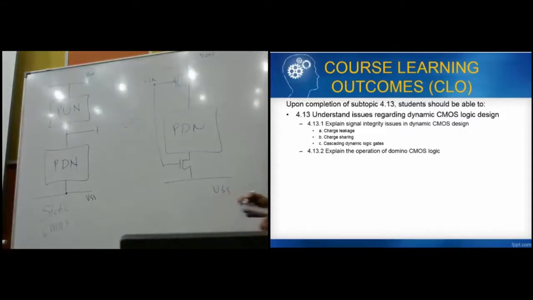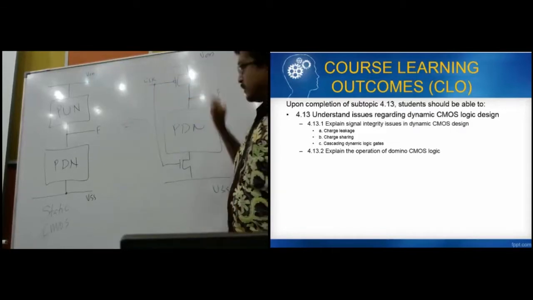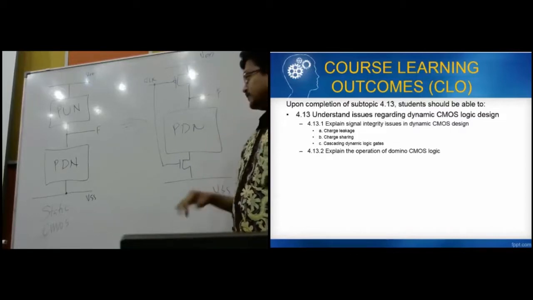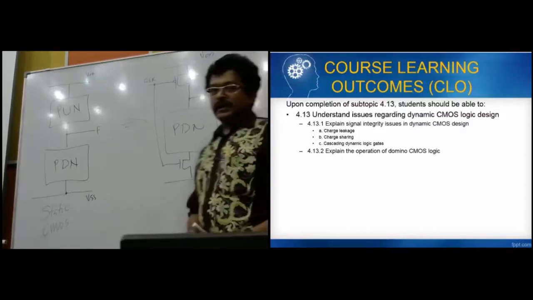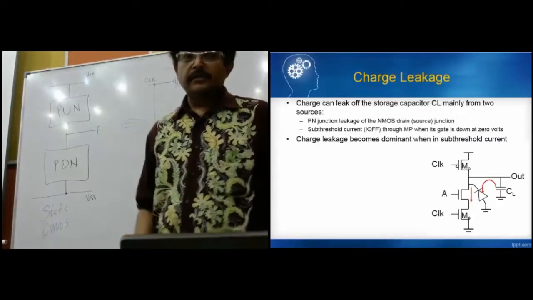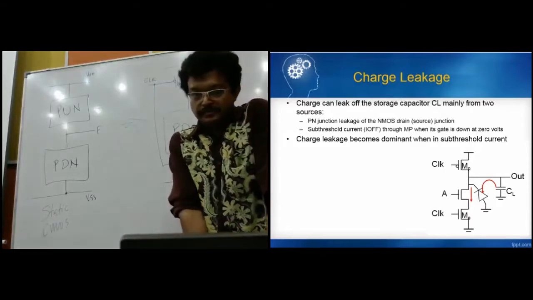Removing the pull-up network and adding one PMOS and one NMOS connected to a clock. Okay, so this is dynamic CMOS. So dynamic CMOS has some problems compared with static CMOS. So the first problem is known as charge leakage.